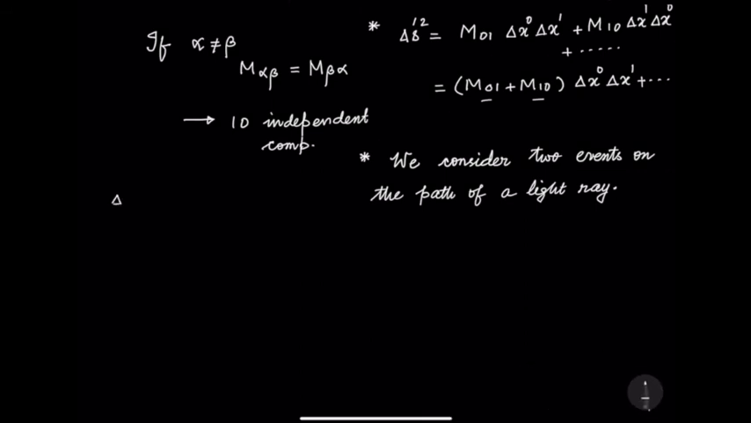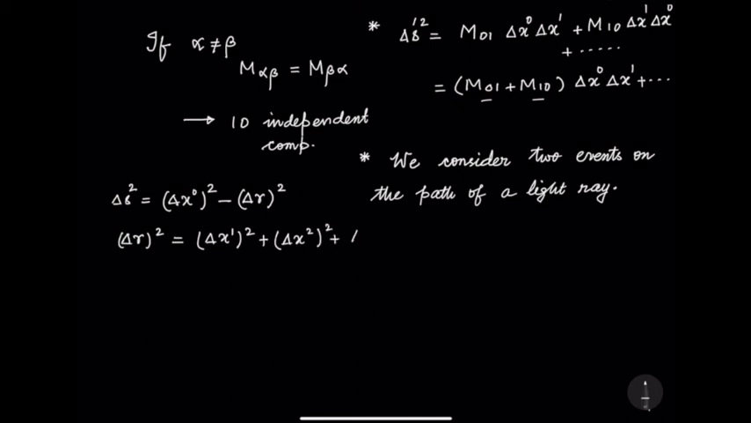So let's calculate delta s square for this. This is delta x0 square minus delta R square, where I write delta R square for the spatial separation, which is delta x1 square plus delta x2 square plus delta x3 square.